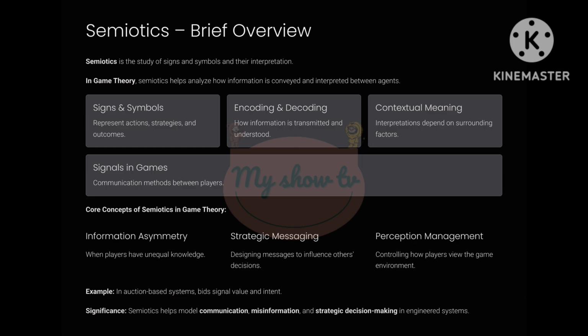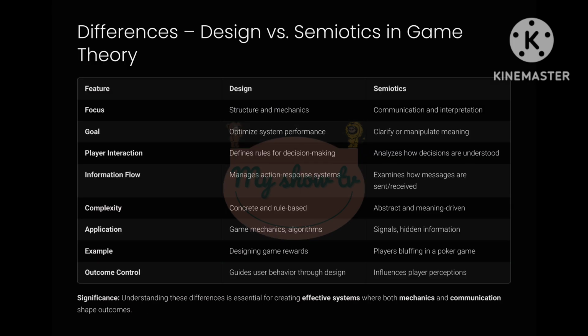Example: in auction-based systems, the amount a player bids signals their valuation of the product. Significance. Semiotics is essential for modeling communication, misinformation, and interpretation in complex systems like AI and security. Slide 4. Differences, design versus semiotics in game theory. This slide focuses on the differences between design and semiotics in game theory. Let's explore these distinctions in detail.